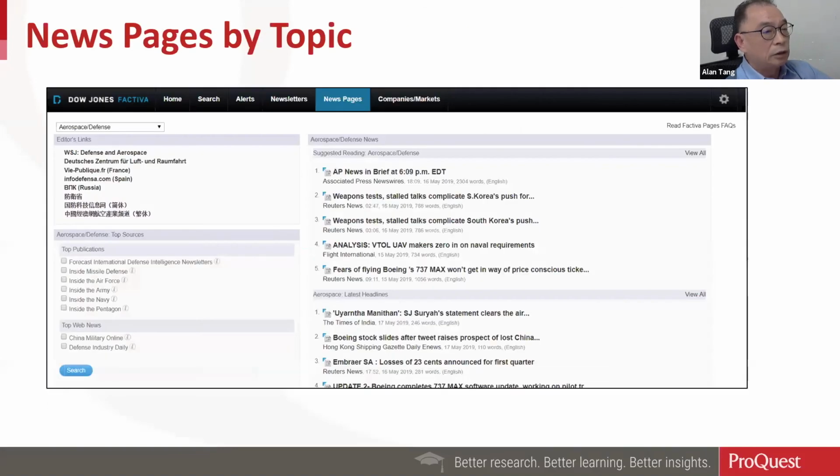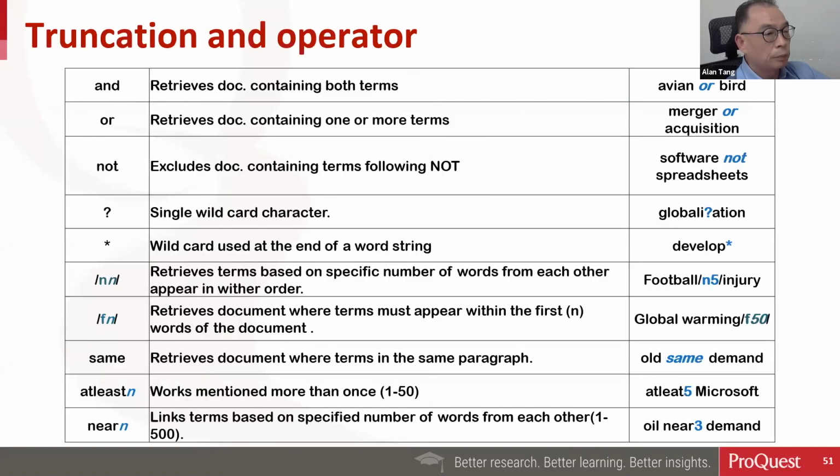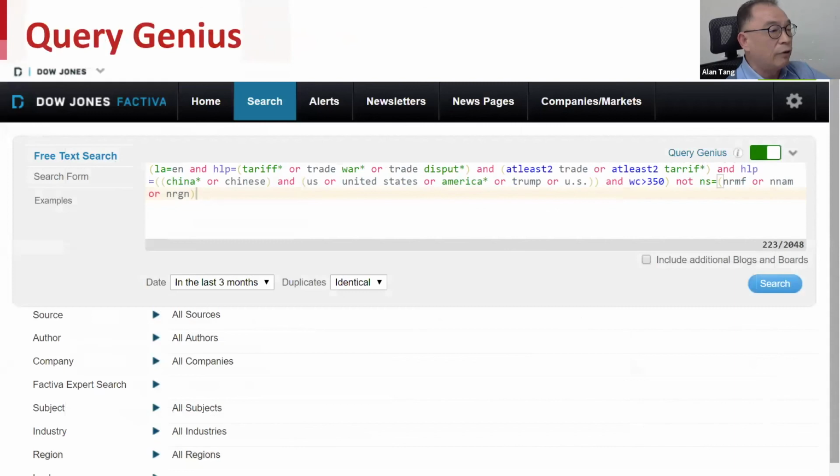And this is the news page, and you can locate news from this page. And this is the truncation and operators when you perform a search in Factiva. And it also provides a very user-friendly Curious Genius.